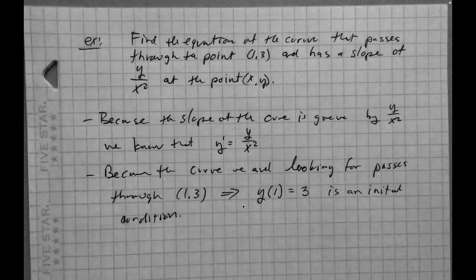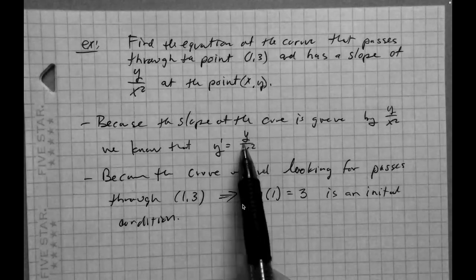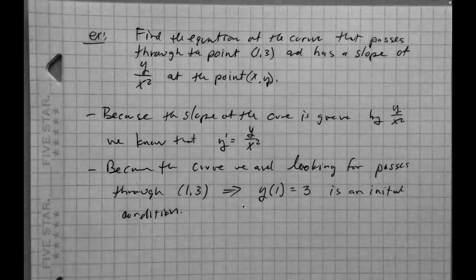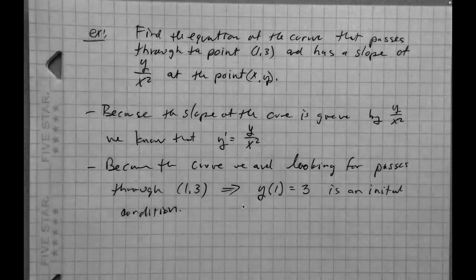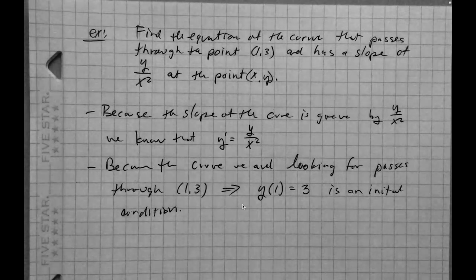It's going to help us narrow down which curve we are talking about. There could be an infinite number of curves that have this as its derivative. Which one are we looking for? There's only going to be one that passes through this particular point and has that derivative. Okay, so let's go find the curve.